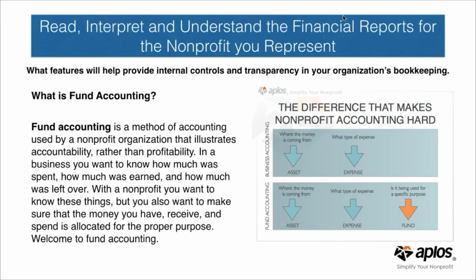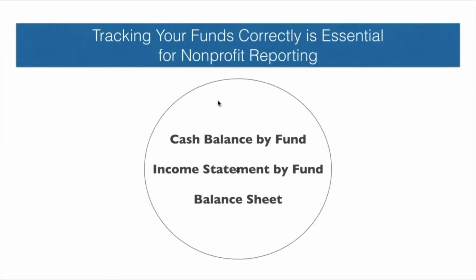So this would be something that, again, I would encourage you as a board member or as a nonprofit or as a church, whoever's listening, to really think through how you're tracking your money, what software you're using to track your money. Again, Aplos is a fund accounting software. We'd love for you to check us out, but that's not the purpose here. There's others out there that might work for you.